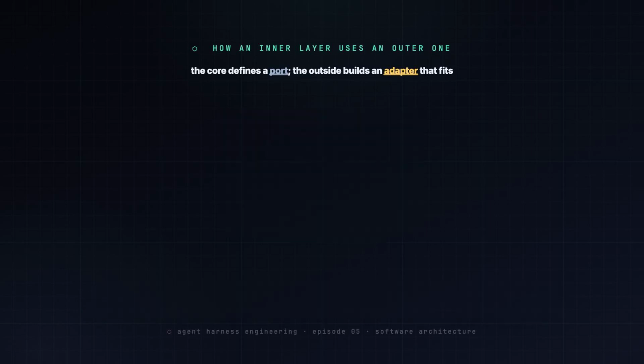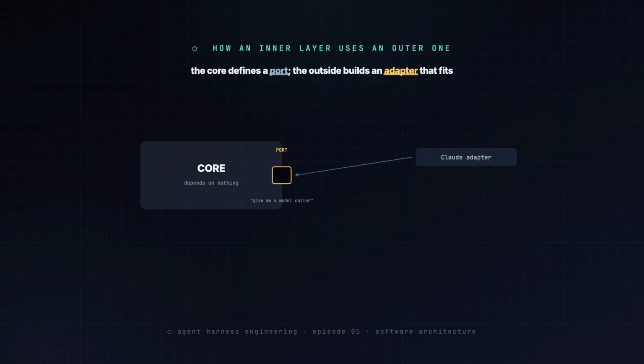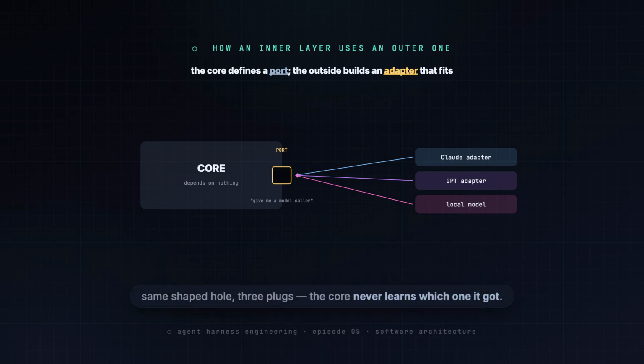So how does an inner layer use an outer one without depending on it? Ports and adapters. The core defines a port, a shaped hole that says I need something that can call a model. And the outside builds an adapter that fits the hole. The core never learns which model it got. It just knows the hole is filled.